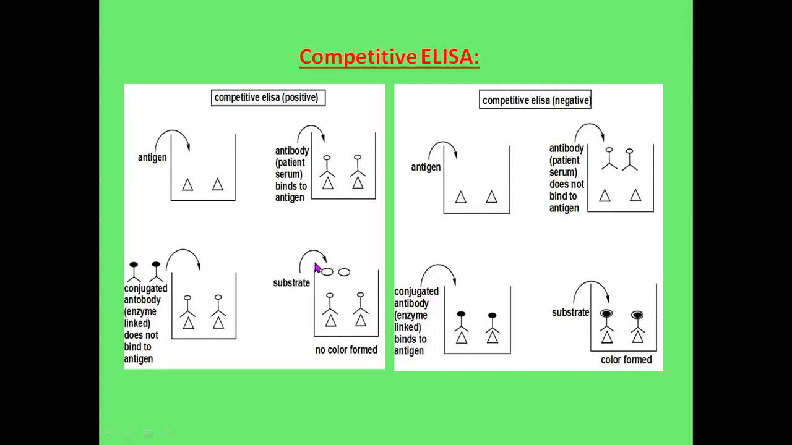So when you add substrate, there will be no color formation because there is no enzyme present to react with that particular substrate. Enzyme plus substrate will form product, but there is no enzyme here, so there will be no color. Why is there no color formation? There is no binding of the second antibody.